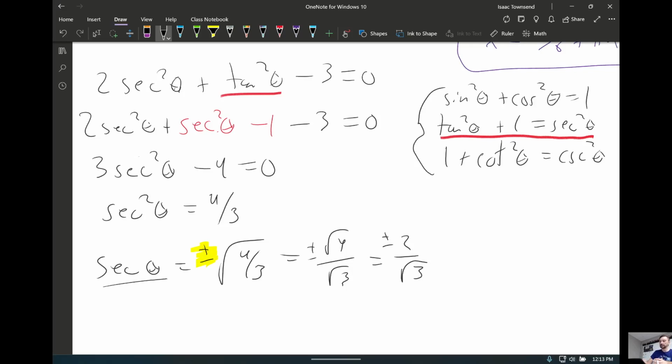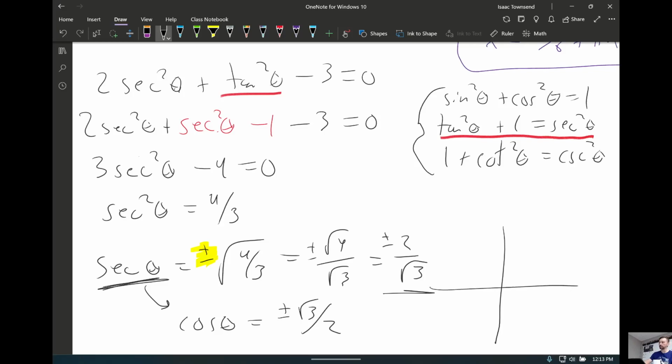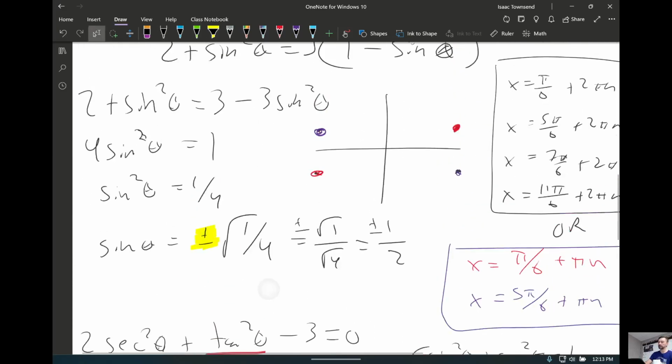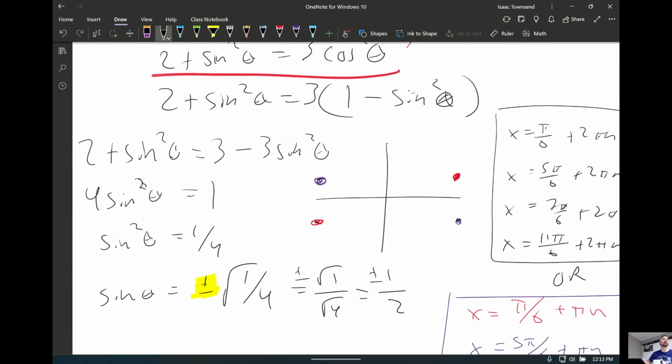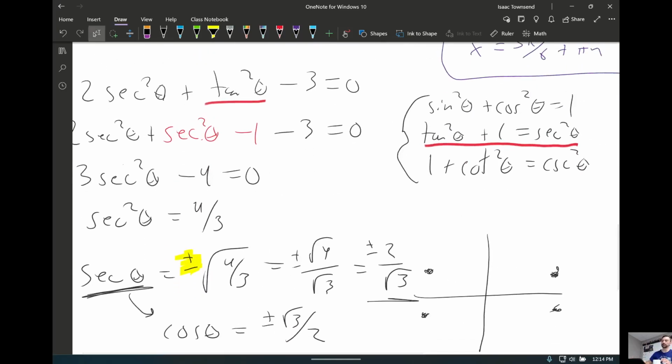And because this is secant equals this, I could take the reciprocal of the left side to make it cosine, as long as I take the reciprocal of the right side. And so, looks like the answers come from when cosine is positive square root of 3 over 2 and negative square root of 3 over 2. And that would be the same 4 spots we ended up with at the end. So, it looks like I worked a different question because the process was a little different, but I don't know. It may be a little bit shorter just because I went straight to this.